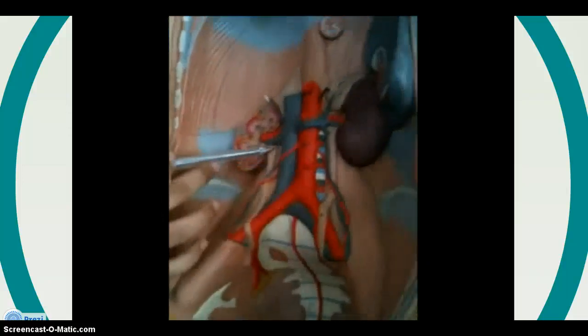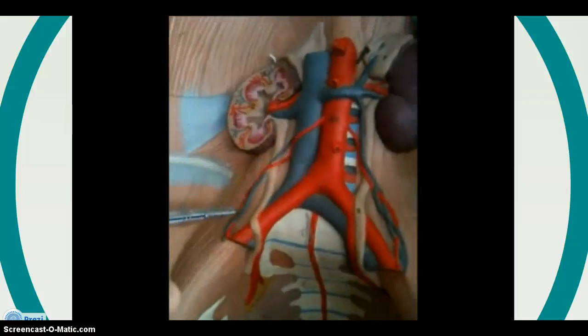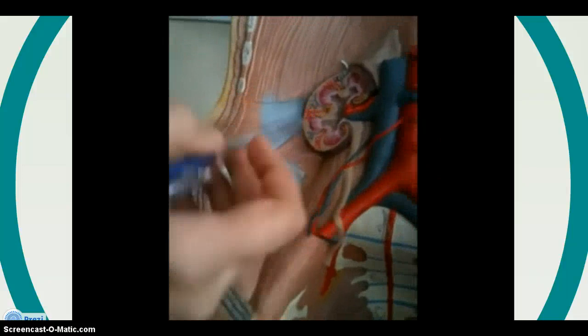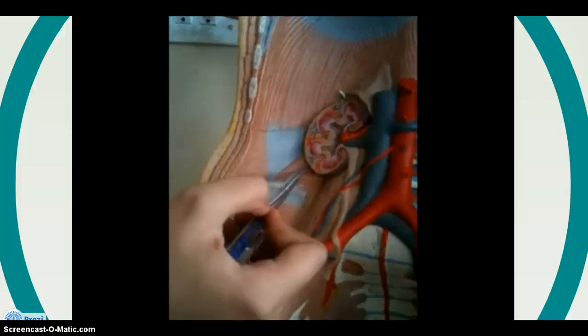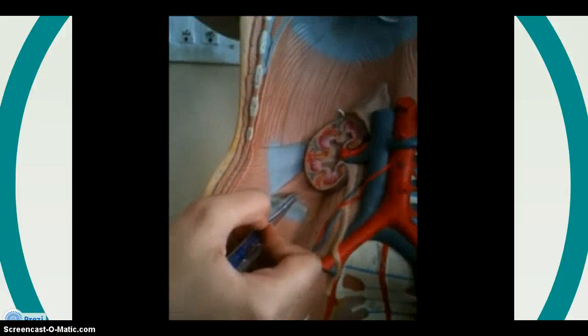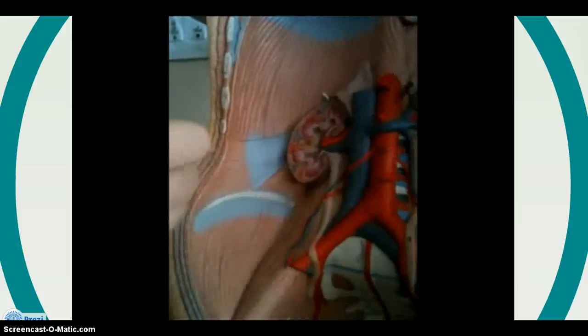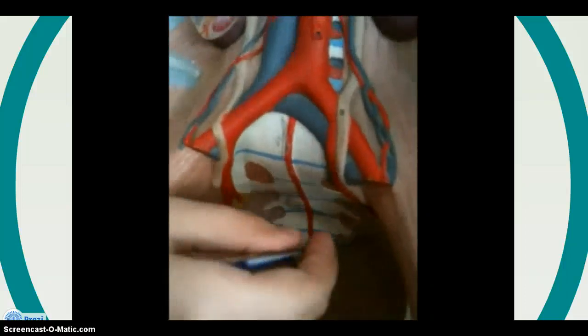Ureter, gonadal vessels, psoas major, iliacus, transverse abdominis, quadratus lumborum, transverse abdominis, internal oblique muscle, external oblique muscle, sacrum, piriformis.